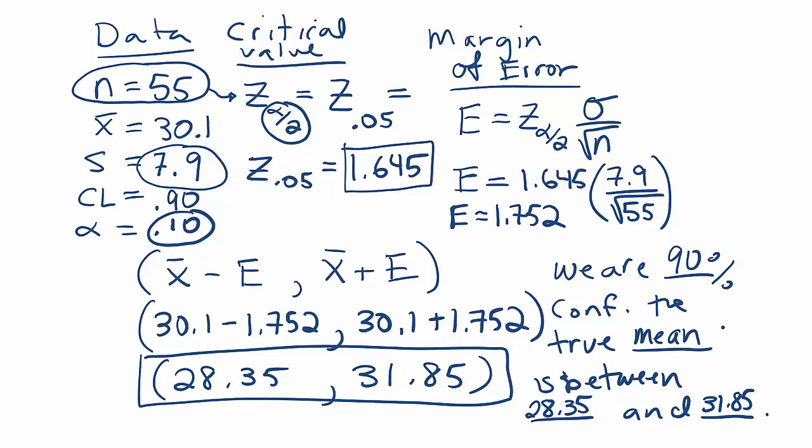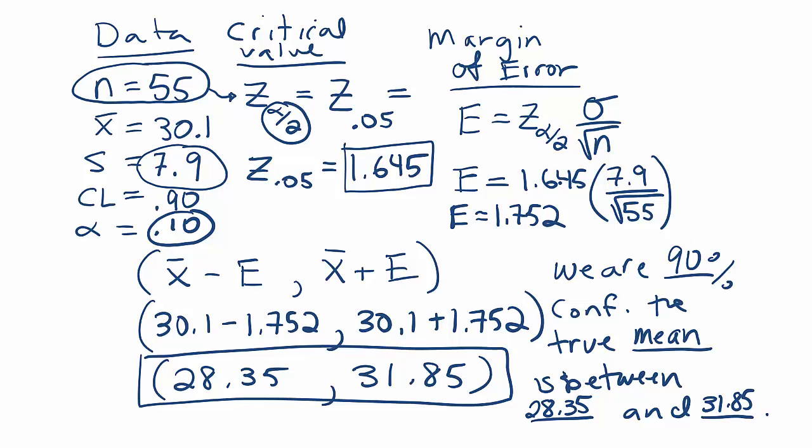Well, the first thing we want to say is that we're highly confident, right? 90% confidence is pretty confident, maybe not as high as it could be. It could be 99%, for example. But either way, we're highly confident that the true population mean is somewhere between these two numbers. So it could be as low as maybe 28.35 and as high as 31.85. But we do believe with 90% confidence that the true population mean is between these two values.